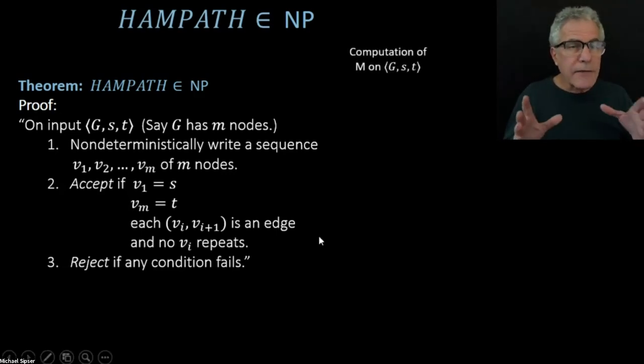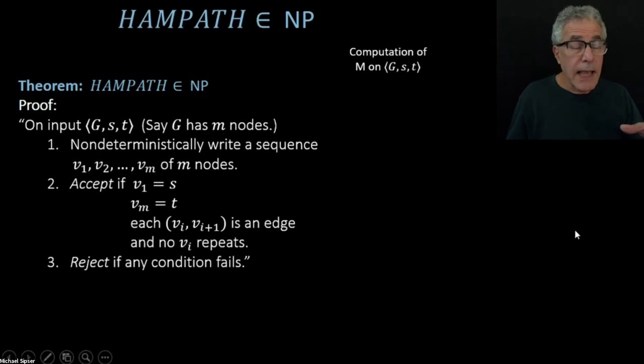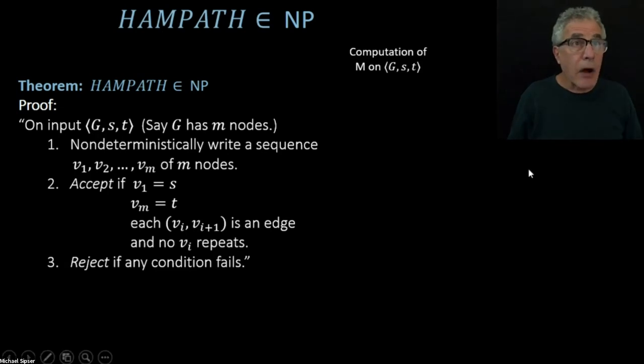Okay, so I'd like to visualize this, the tree of the different branches of the computation of M on its input. So here is our non-deterministic Turing machine, and you provide it with the input, G, S and T.